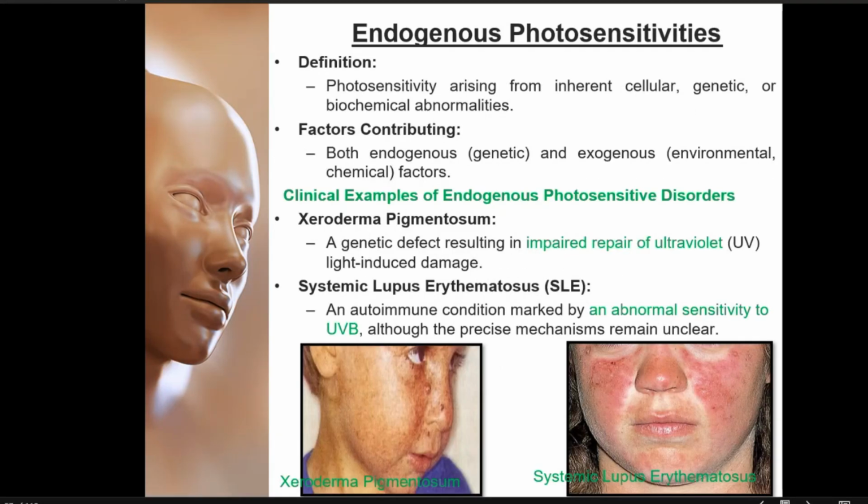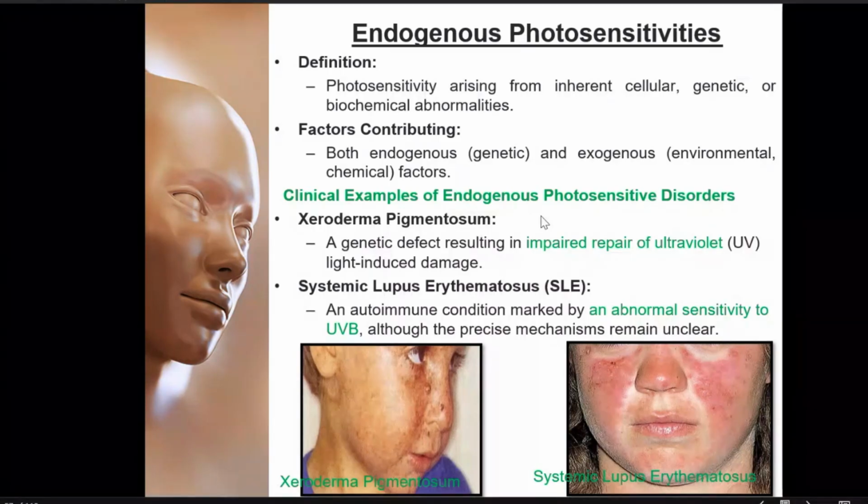This is another disease, endogenous photosensitivity. It is photosensitivity arising from inherent cellular, genetic, or biochemical abnormality. Both endogenous and exogenous factors can be responsible for this disease. And this is a classic example of an endogenous photosensitivity disorder, like xeroderma pigmentosum.